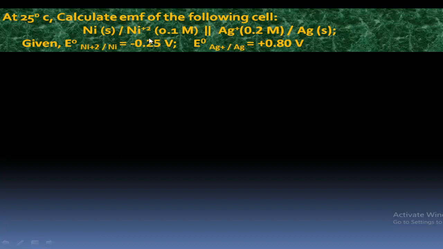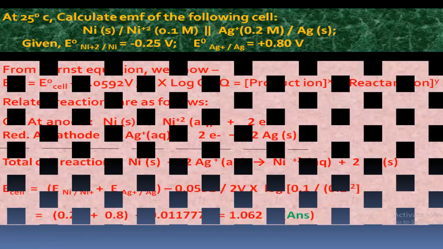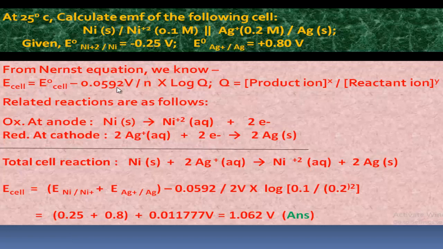So from here also you can understand that this is actually anode and this is cathode. Now how can we determine the EMF of this cell? Follow the solution. From Nernst equation we know that this equation, and here Q equal to product ion to the power x divided by reactant ion.